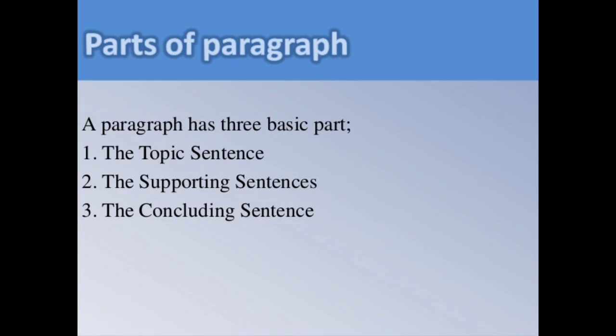A paragraph has three basic parts. First part is the topic sentence. The second part is the supporting sentences. And the third part is the concluding sentence. So I'll repeat, children. Paragraph writing contains three basic parts: the topic sentence, the supporting sentences, and the concluding sentence. Let's see one by one now.